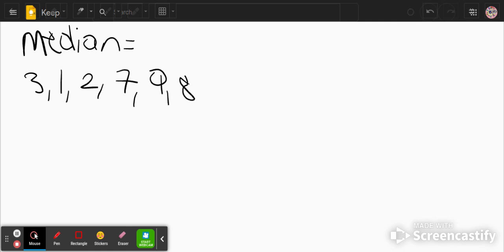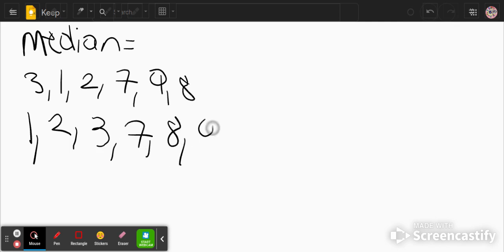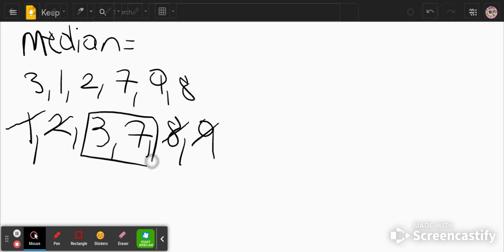So let's proceed. To arrange this in ascending order, it would be 1 is the smallest, 2 is the second smallest, 3 is the third smallest, 7 is the fourth smallest, 8 is the fifth smallest, and 9 will be the largest. So if you realize they're arranged in ascending order, what we should do is the crossing out method. You cross out the first number to the last number, the second number to the second to last number, right? And if you realize, we're left with 3 and 7 in the middle.